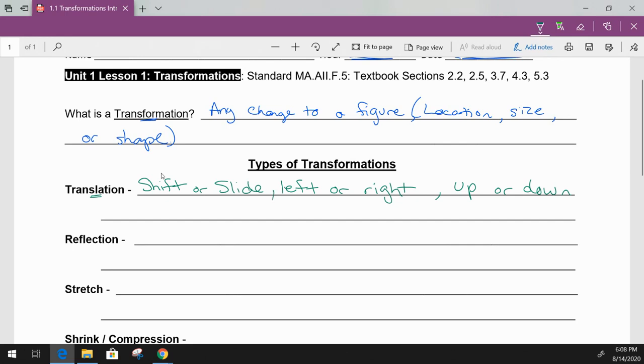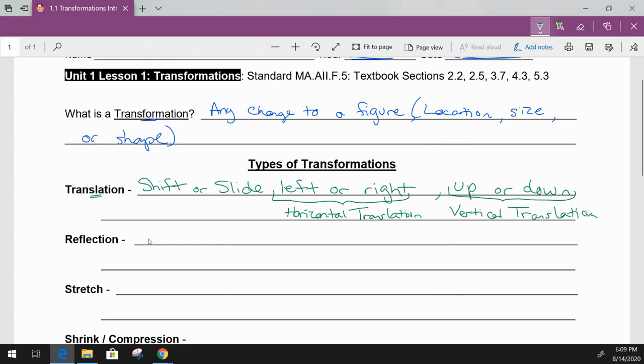Now, if you are moving or translating or shifting the graph left or right, it's called a horizontal translation. If you are moving the graph or translating or shifting the graph up or down, that is called a vertical translation. So inside of the translation, there are actually two types of translations, horizontal and vertical. Horizontal goes left and right, vertical goes up and down.